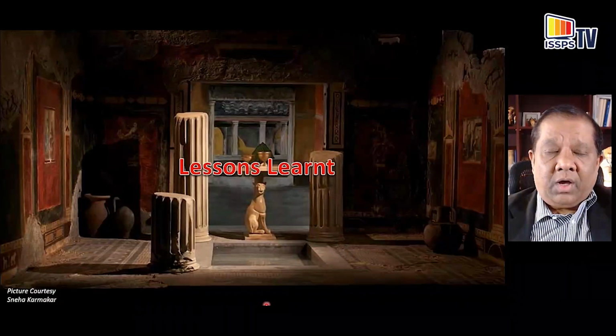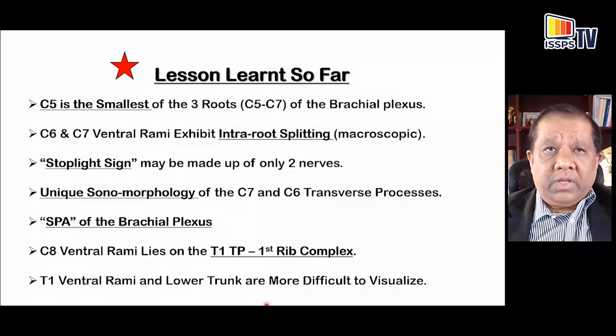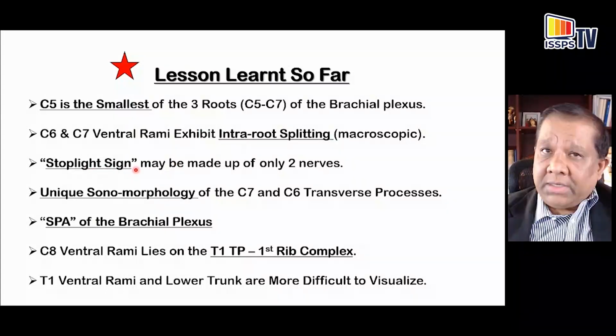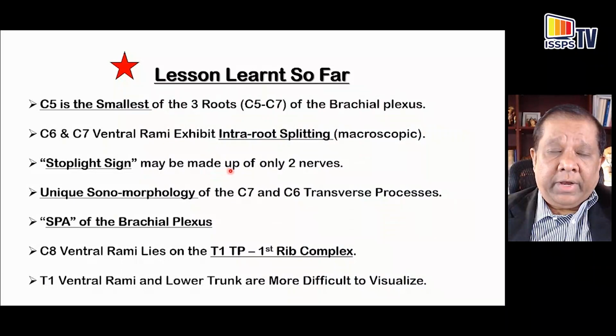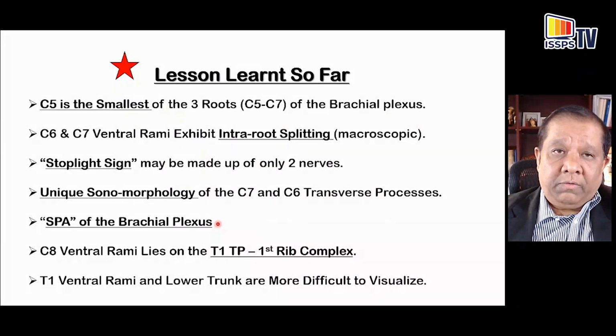So what lessons have we learned so far with brachial plexus sonography? We've learned that the C5 is the smallest of the three roots between C5, 6, and 7. The C6 and C7 exhibit intra-root splitting, which is usually macroscopic but can also be identified using ultrasound. The stoplight sign that's often used in the brachial plexus sonography literature in regional anesthesia is actually made up of only two nerves. The C7 and C6 transverse process exhibit unique sonomorphological features. The spar of the brachial plexus is where the trifurcation of the superior trunk occurs, and the arrangement of the suprascapular nerve, posterior and anterior division is very consistently identified in most individuals.